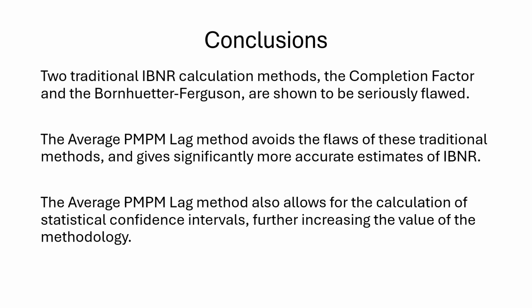In conclusion, I would leave you with 3 points to consider. 1. Two traditional IBNR calculation methods, the completion factor and the Bornhuetter-Ferguson, are shown to be seriously flawed. 2. The average PMPM Lag method avoids the flaws of these traditional methods and gives significantly more accurate estimates of IBNR. And 3. The average PMPM Lag method also allows for the direct calculation of statistical confidence intervals, further increasing the value of the methodology.